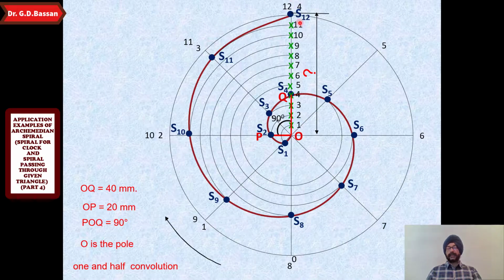We are getting the Archimedes spiral of the clock, which has the initial position of 9 o'clock. Now what is our next step? Next we have to draw the tangent and normal at the position of the clock at 3 o'clock. So where is your 3 o'clock? So this is your 3 o'clock. So S6 will be the point for which we have to draw the tangent and normal.